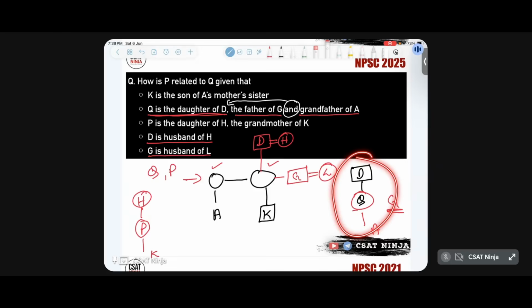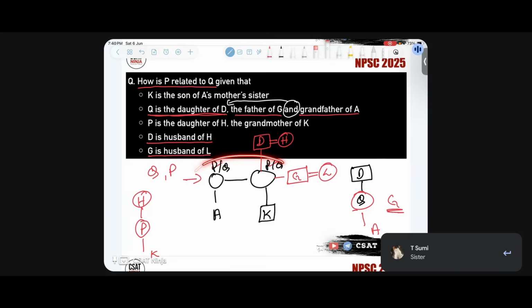Even though this one is P or Q, we are clear about what is required here. How is P related to Q? We are just asked to find the relation between P and Q. So the relation between P and Q is that these two are sisters there. Yes, sisters is the answer there. Are you clear with this?